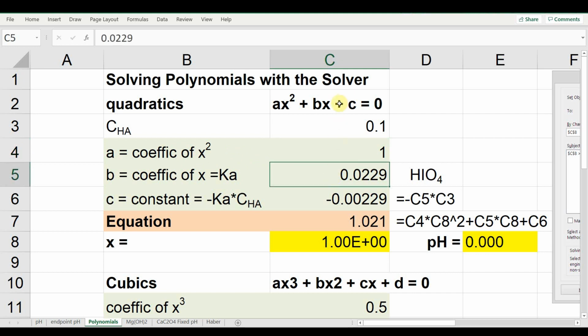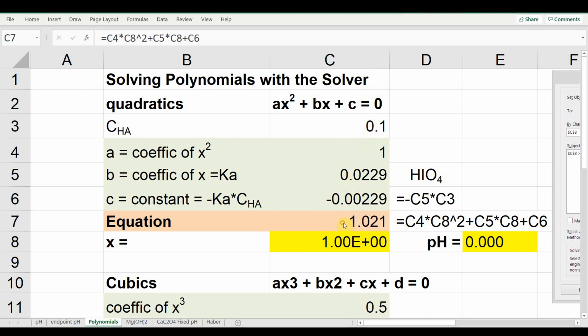I could have left it out, but for completion I include it. In cell C5, I have the value of Ka, which is the coefficient of x in the quadratic. 0.0229 is the Ka of periodic acid. In cell C6, I have the constant C, which is minus Ka times Cha, as a calculation. Here's the formula: equals minus C5, which is Ka, times C3, which is the concentration.